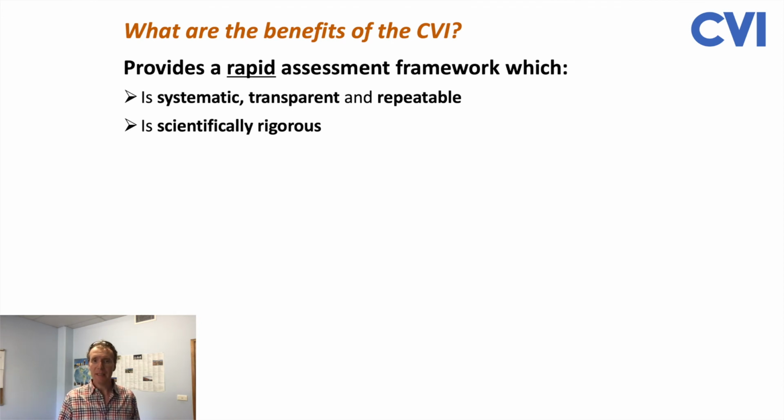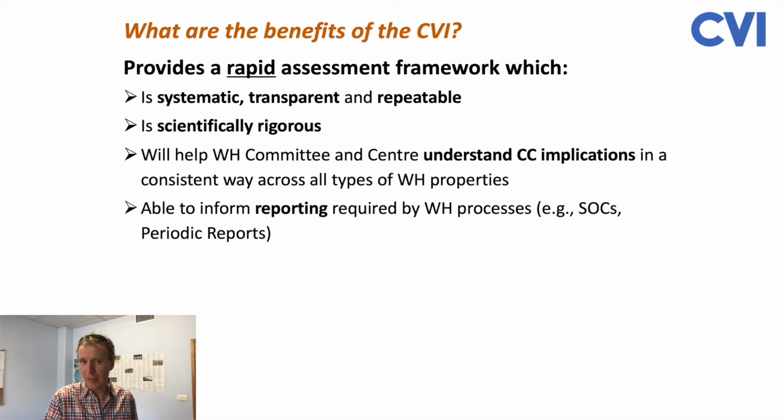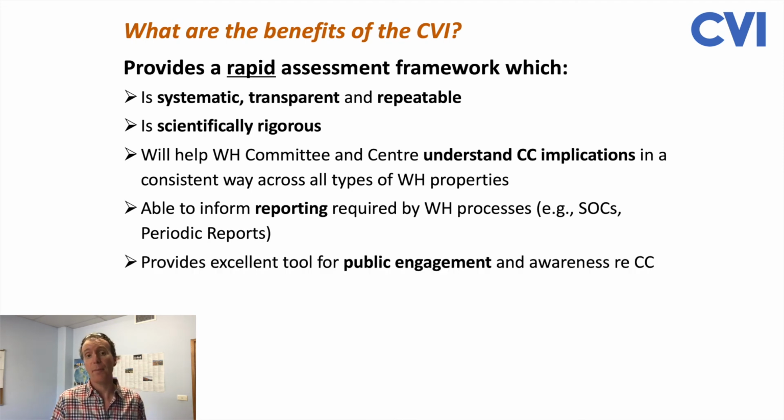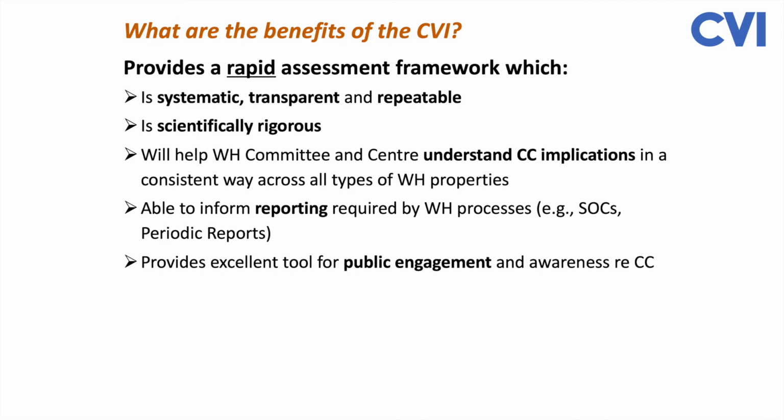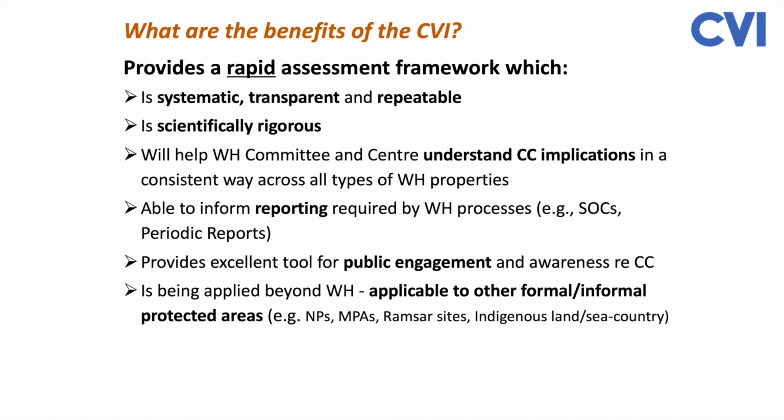So there are many benefits that we see for the CVI process. It's a rapid framework, but it's systematic, it's transparent, it's repeatable, and it has scientific rigor. Importantly, it can help the administering bodies, for the World Heritage example, the World Heritage Committee and the World Heritage Centre, to understand the implications of climate change, but also help the individual properties to undertake their reporting. We found it to be an excellent tool for public engagement. People resonate with the process because of its transparency. And it's important to note that while it was originally designed for World Heritage, as we're seeing today, it's applicable to other formal and informal protected areas.